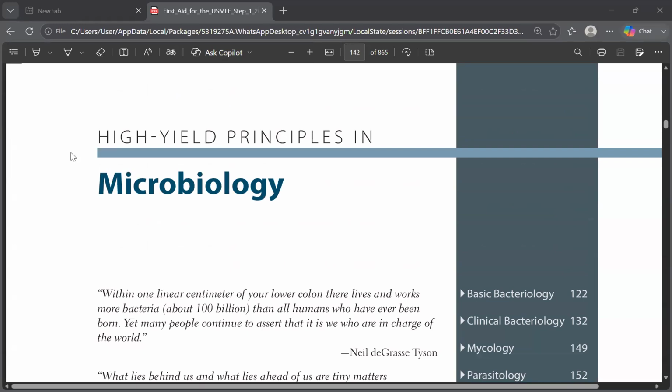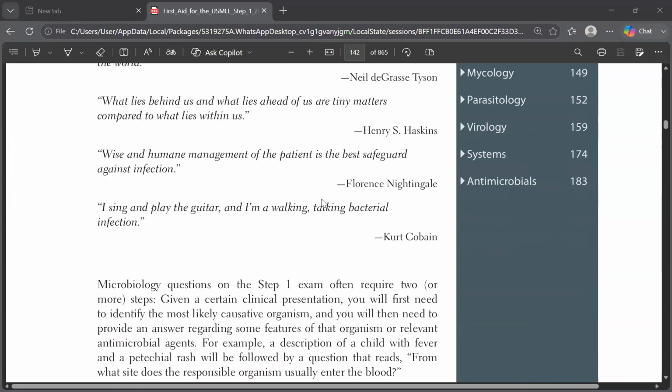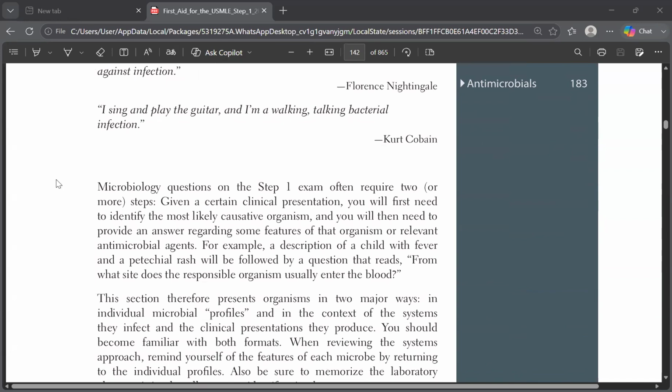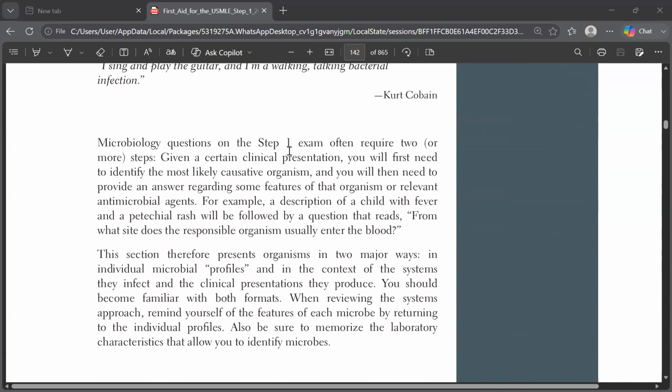We're now going to start the microbiology module, and the book says that microbiology questions on the Step 1 exam often require two steps. Given a certain clinical presentation, you will first need to identify the most likely causative organism, and you will then need to provide an answer regarding some features of that organism or relevant antimicrobial agents. For example, a description of a child with fever and a petechial rash will be followed by a question that reads, from what site does the responsible organism usually enter the blood?